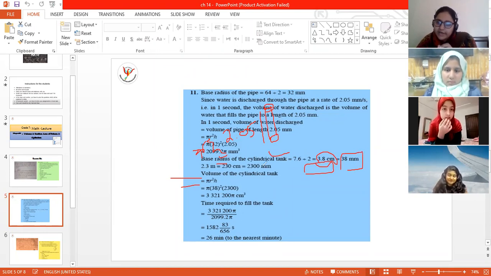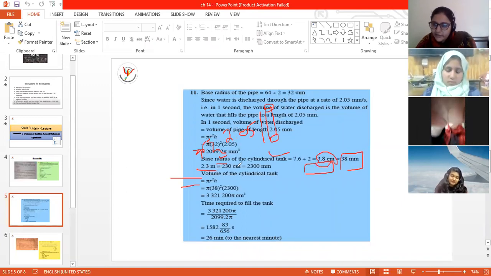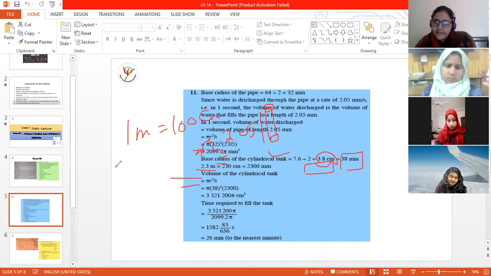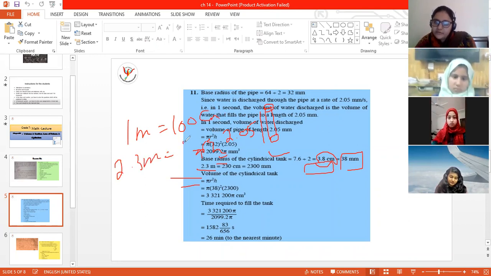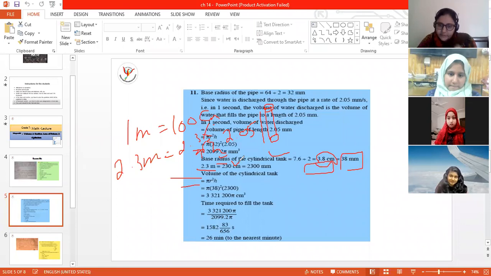Now come towards the height. The height is 2.3 meter. Convert this meter first into centimeter by multiplying it with 100. We know that 1 meter is equal to 100 centimeter. Clear? And if there is 2.3 meter, convert it into centimeter. 2.3 multiply 100, the answer will be 230 centimeter. And you know that whenever we are shifting centimeter to millimeter, we simply multiply it with 10. Meter to centimeter, multiplying it with 100. Centimeter to millimeter, multiply with 100. Oh, sorry, 10. Right? The answer will be 2300 millimeter.